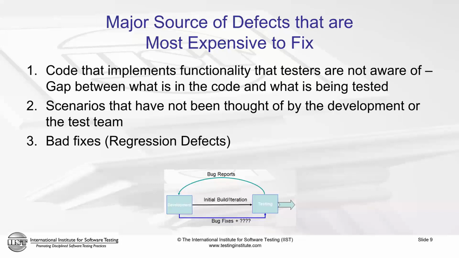Now, I have for you here 3 areas, 3 sources of defects, 3 reasons why we have those defects that are most expensive to fix. First one is code that's written by developers that implements functionality that testers are not aware of. I know this comes as a surprise to some of you.